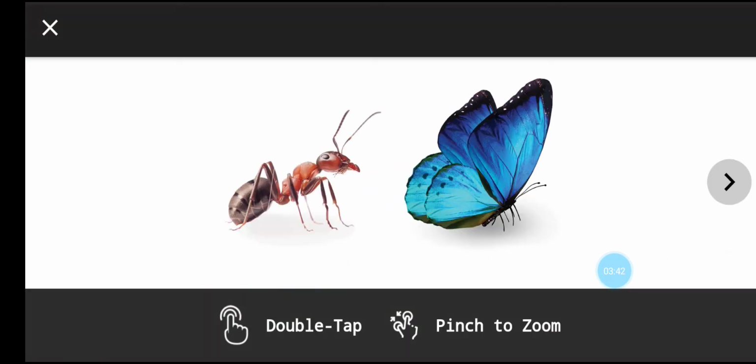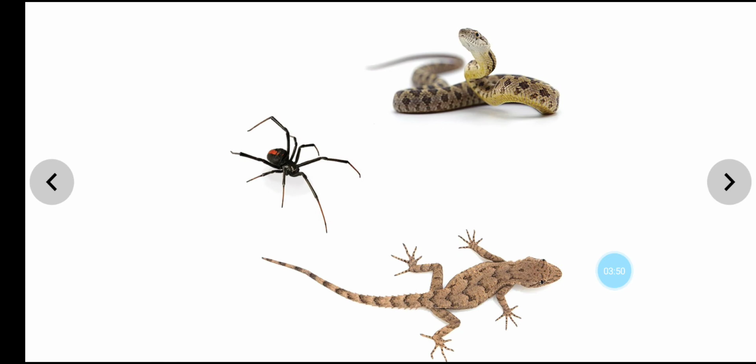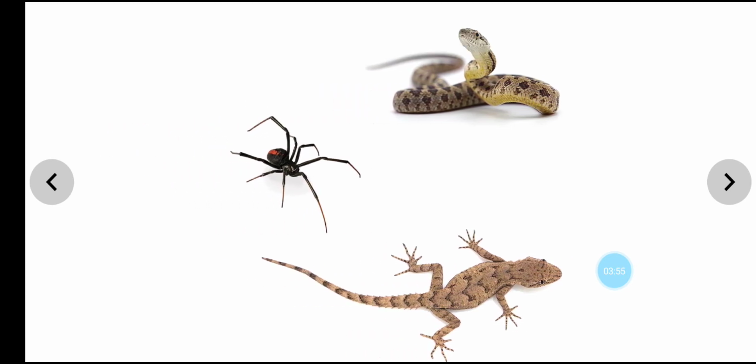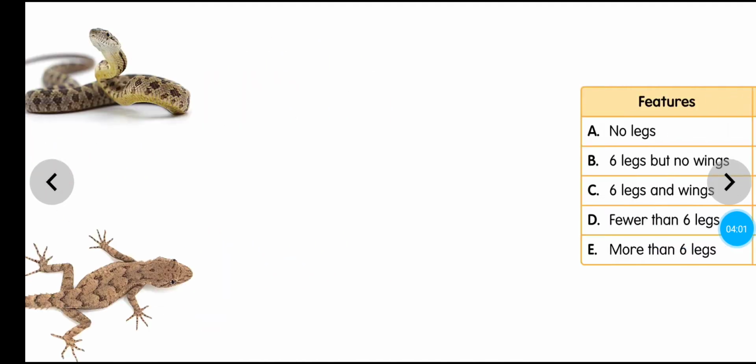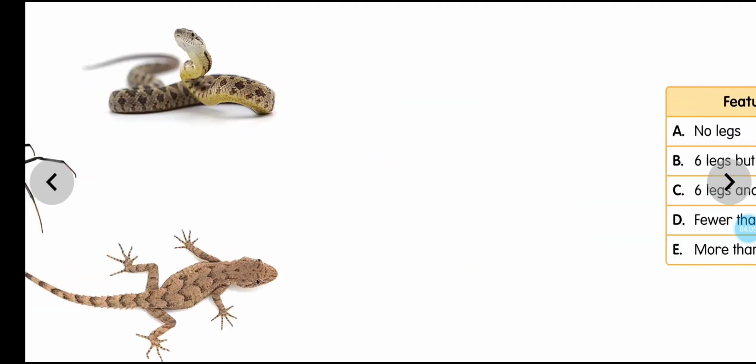So you need here an ant, a butterfly, and the pictures of a spider, snake, and the lizard. These things you need, right? And a tabular column also you need to draw in your classwork.